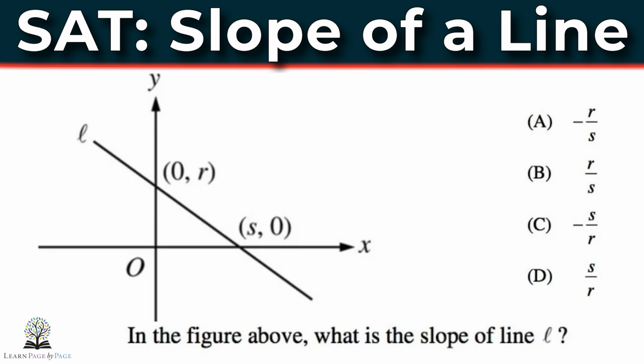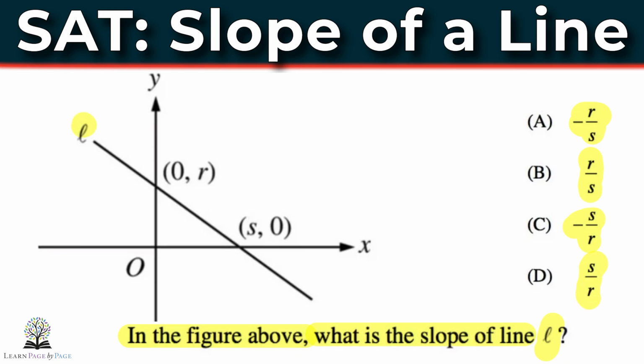We've got an SAT slope of a line question here, which says, in the figure above, what is the slope of line L? And it's given us four options. We've either got negative R over S, negative S over R, or positive S over R.